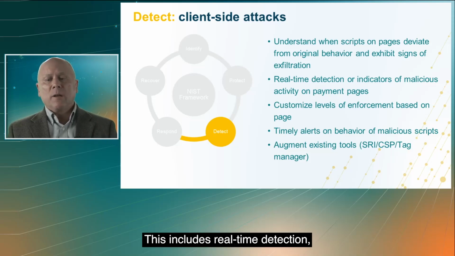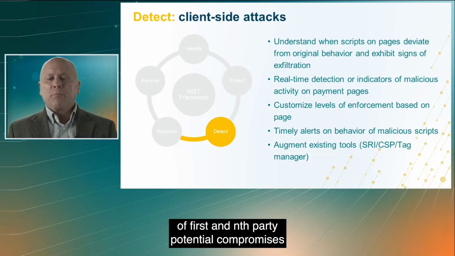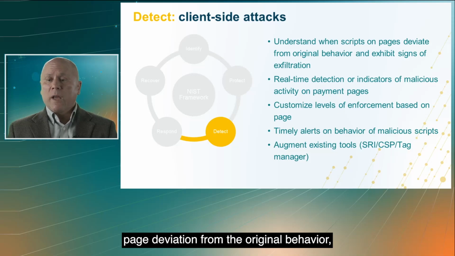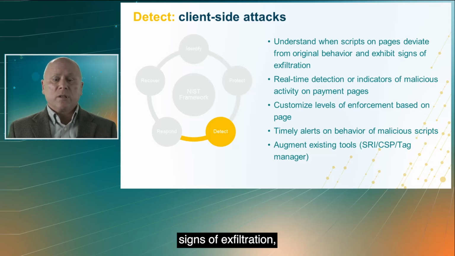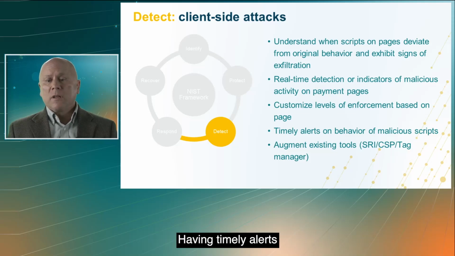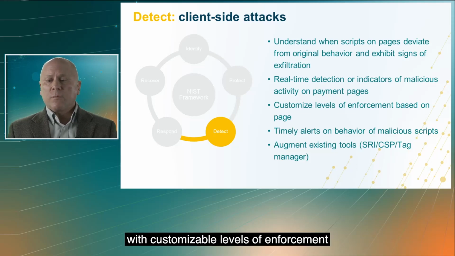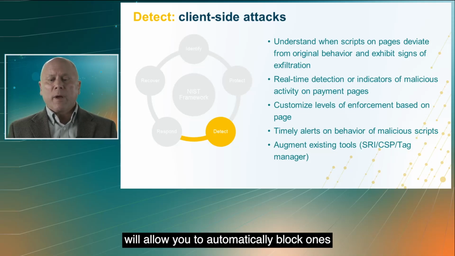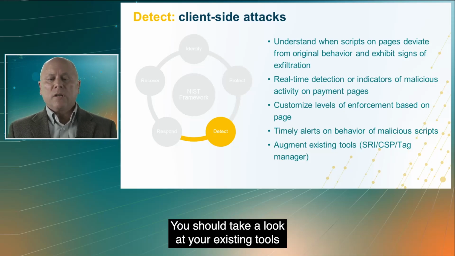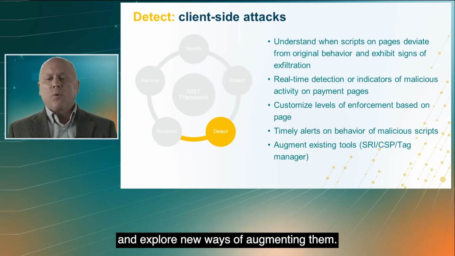This includes real-time detection of first and nth-party potential compromises by examining each JavaScript code, page deviation from the original behavior, signs of exfiltration, and malicious network traffic generated. Having timely alerts with customizable levels of enforcement will allow you to automatically block ones that are known to be malicious. You should take a look at your existing tools and explore new ways of augmenting them.